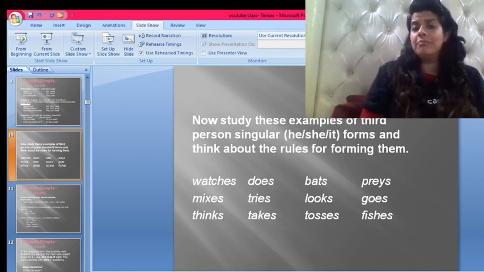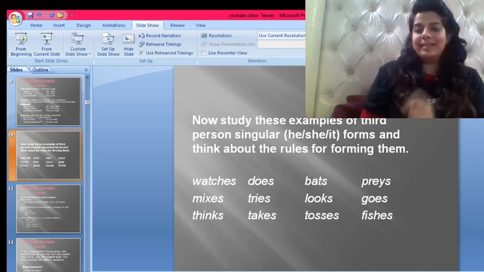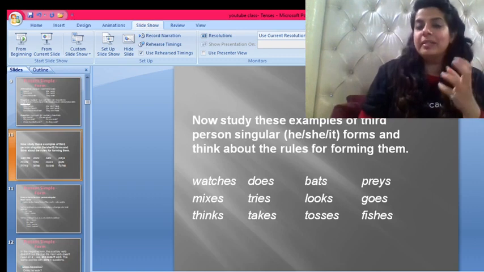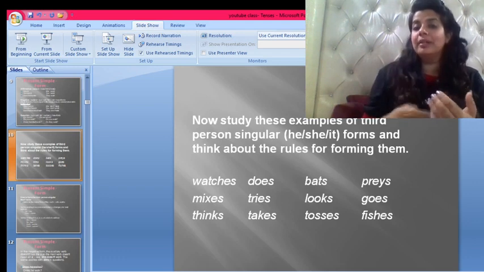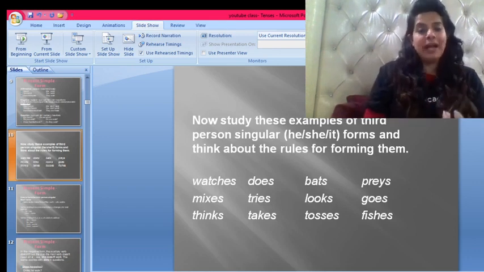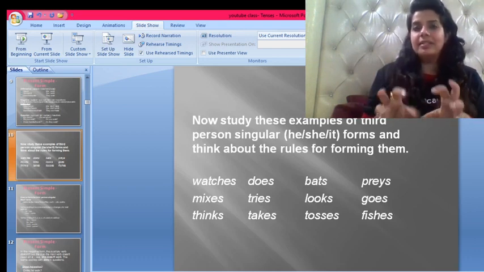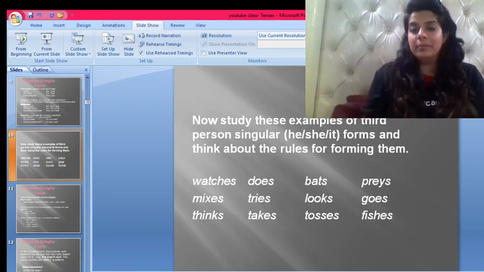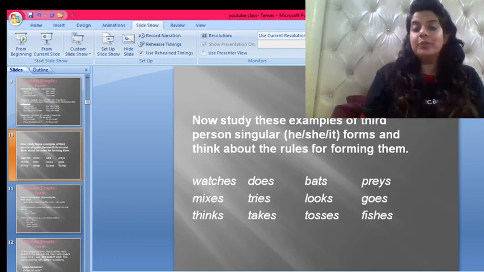some verbs change in a different manner, such as watches, mixes, thinks, does, tries, takes. These are some examples of third person singular. These are the words we will use with he, she, or it. So we say, he watches different kinds of matches. He mixes plastic with sand every day. He thinks a lot. She does not eat her breakfast on time. She tries to work harder every day. He takes a lot of time to get ready.